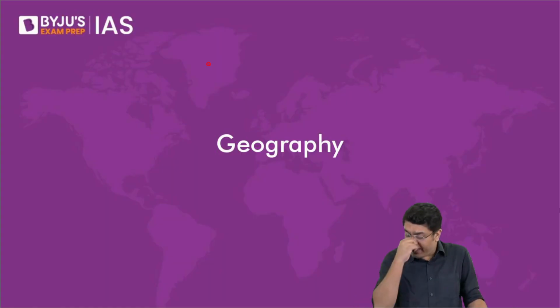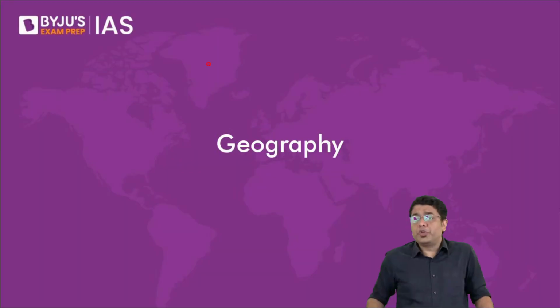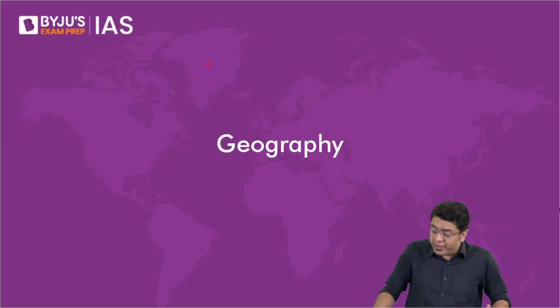Shiva, geography is only in GS paper 1. The portion of agriculture that we are going to cover here is going to help you in GS paper 3 as well.